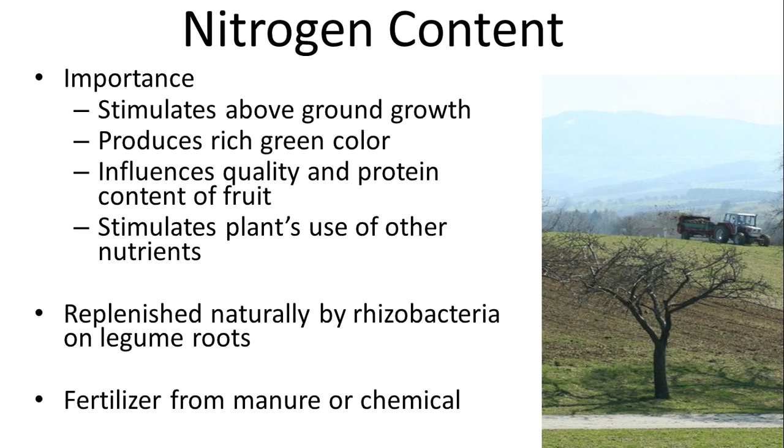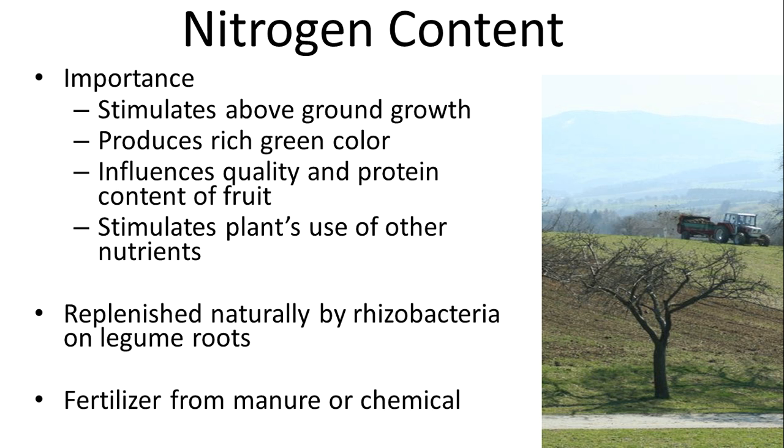So probably one of the most important macronutrients, or nutrients in general, is nitrogen. And so nitrogen can do lots of things. It can stimulate above ground growth. It produces nice green color, which helps in photosynthesis. It can influence how nice the fruit is on some plants. And it can also help the plant use other nutrients that it does need.